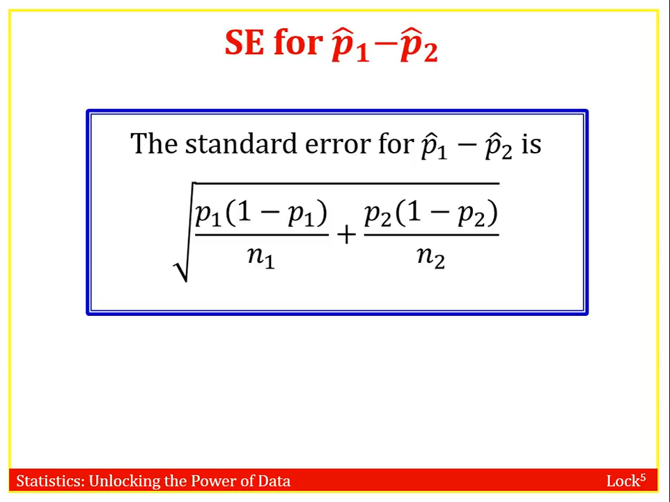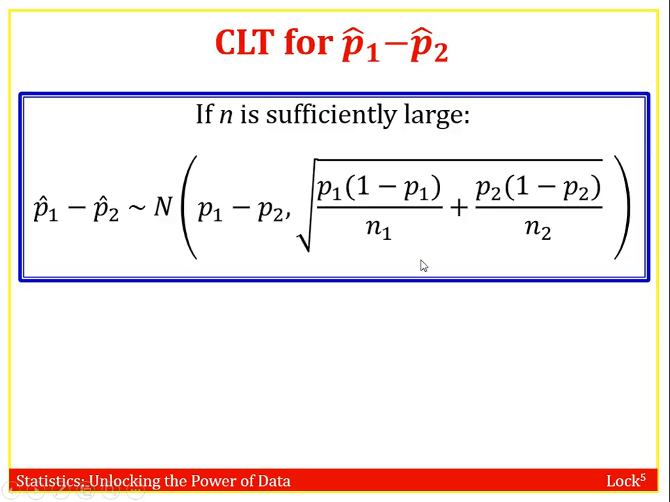So our standard error for the difference in two proportions is given to you by this. We take our first proportion times 1 minus that first proportion over the sample size of that first proportion. Then we take our second proportion times 1 minus the second proportion over the sample size of that second proportion, all inside of a square root.